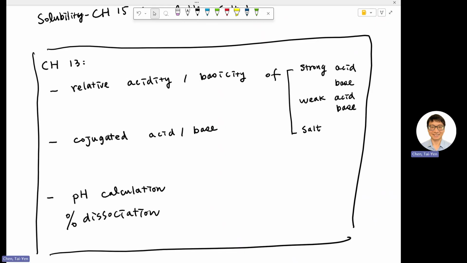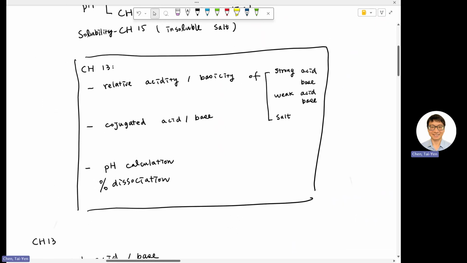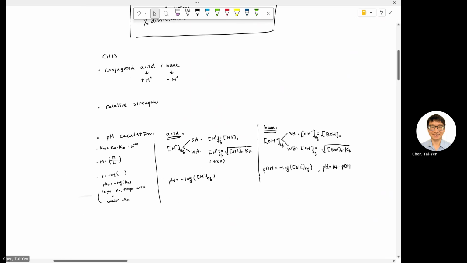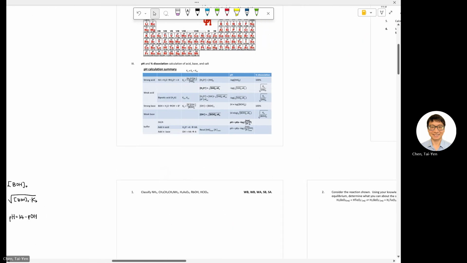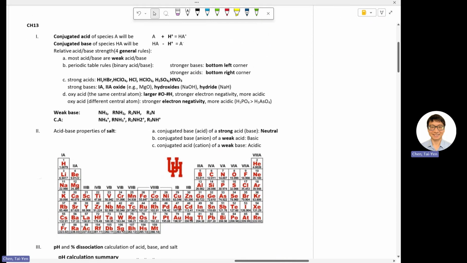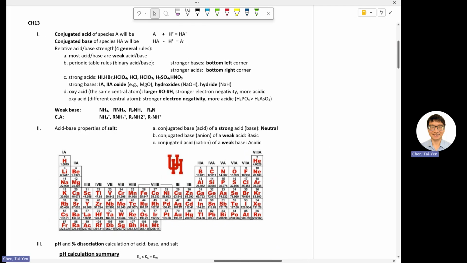Before I dive in, any other questions? If not, starting from now, I would strongly encourage everybody to bring a periodic table with you for all the remaining sections, chapters 13 to 15. You're going to use it a lot, and it will help you make a lot of predictions.